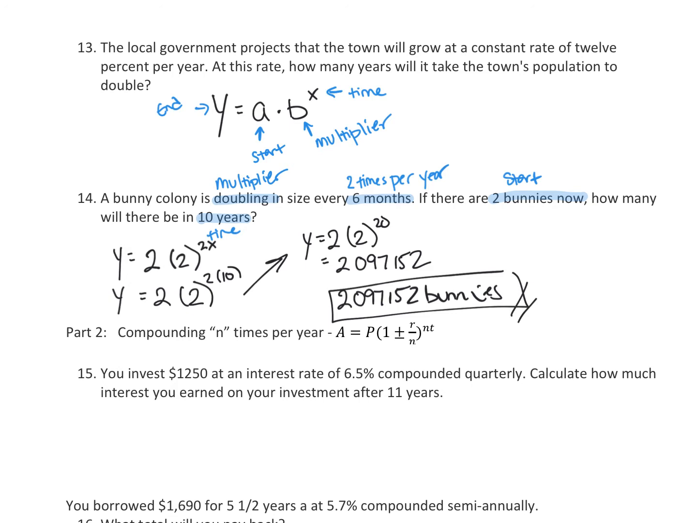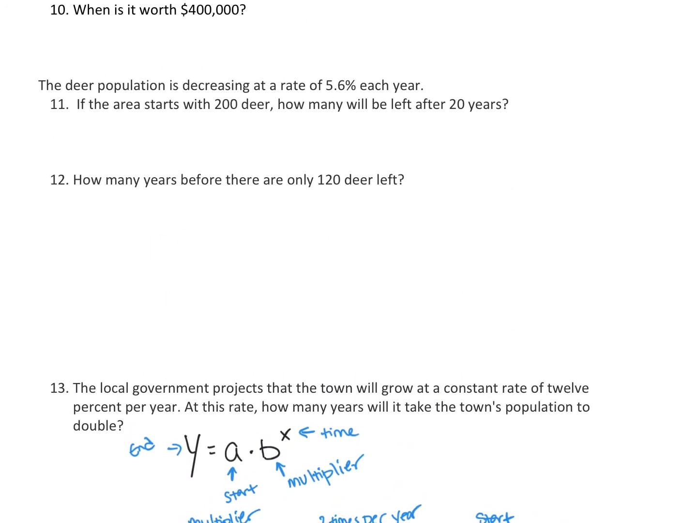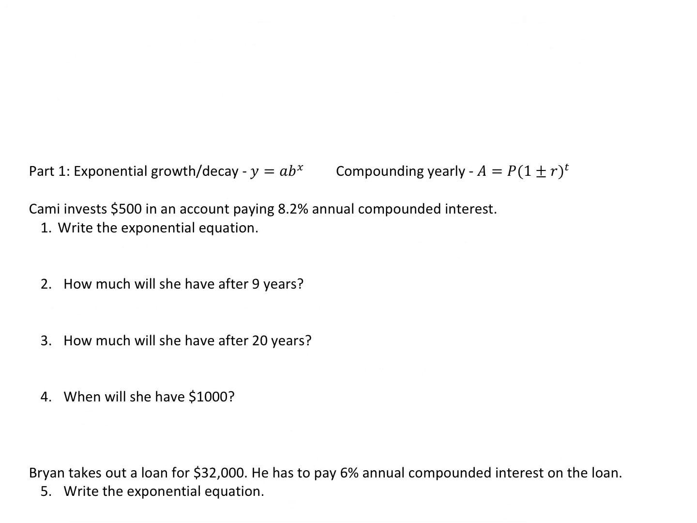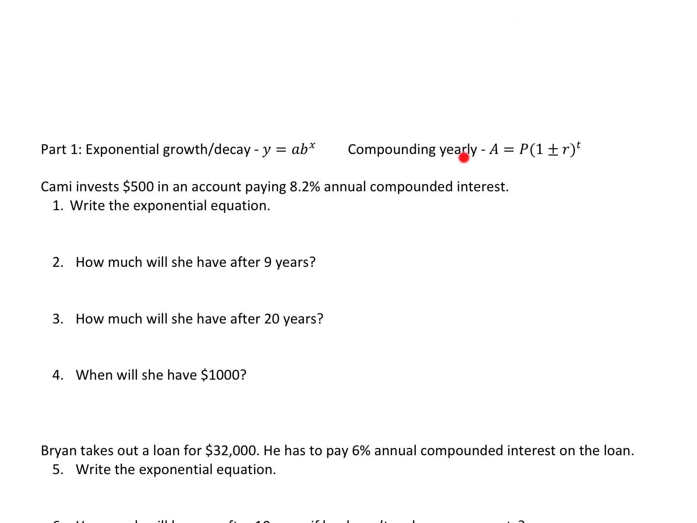So let's go back to the top and take a look at that equation. So if we head back to the top, this is compounding yearly. You might also see the word annually, meaning once per year. But we're going to have A is equal to P times 1 plus or minus r to the t.